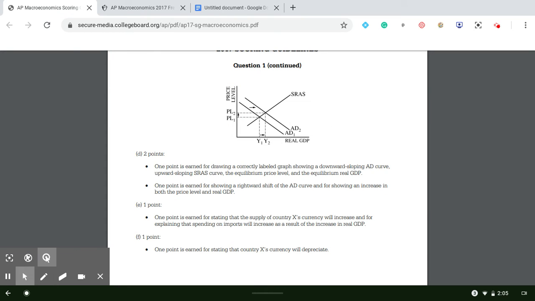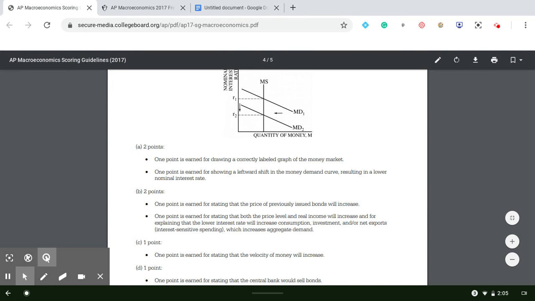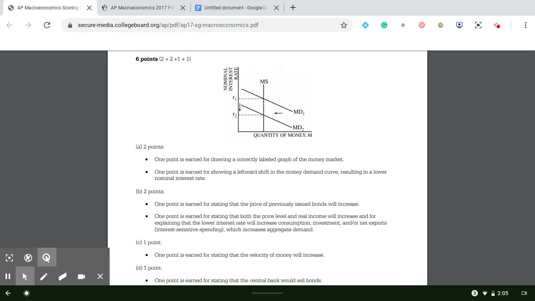All right, let's check our answers real quick. Okay, there's our reduction in the interest rate. Looking at number 2, letter B, 1 point is earned for saying that the price of previously issued bonds will increase. Didn't have to explain it, but we went through a quick explanation there.